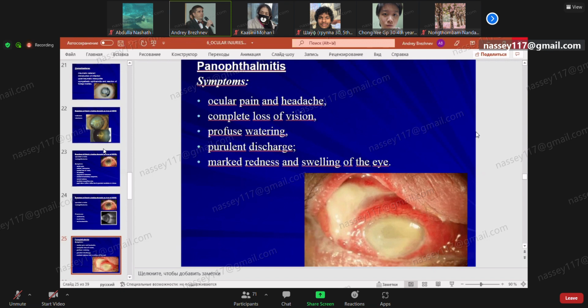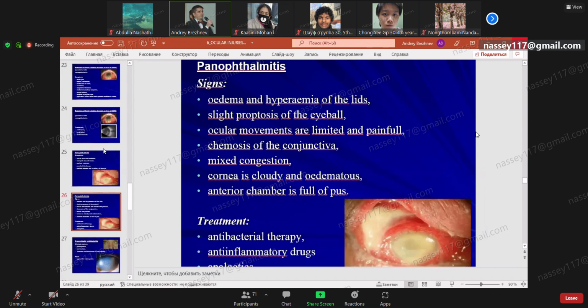Here you see the eye, very difficult to treat such patients. So signs are edema and hyperemia of the lids, slight proptosis of the eyeball, protrusion of the eyeball outward, out of the orbit. Ocular movements are limited and painful due to involvement in the process of the retrobulbar fat and orbital fat and extraocular muscles. Chemosis of the conjunctiva. Chemosis means severe edema of the conjunctiva. Mixed congestion, the whole eye is reddish.